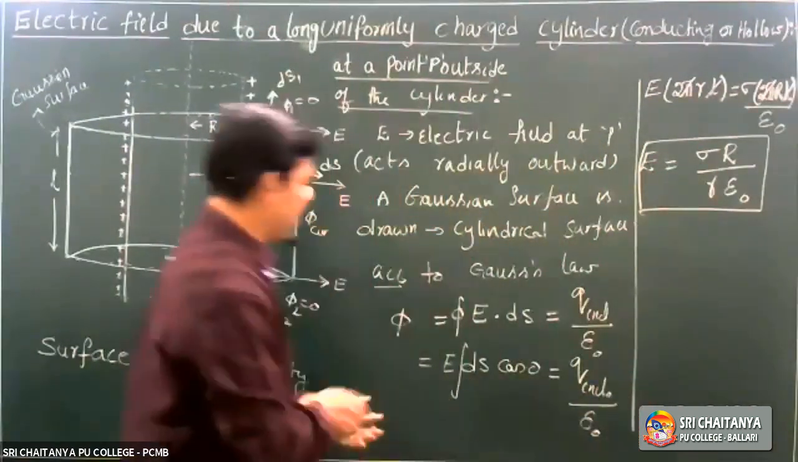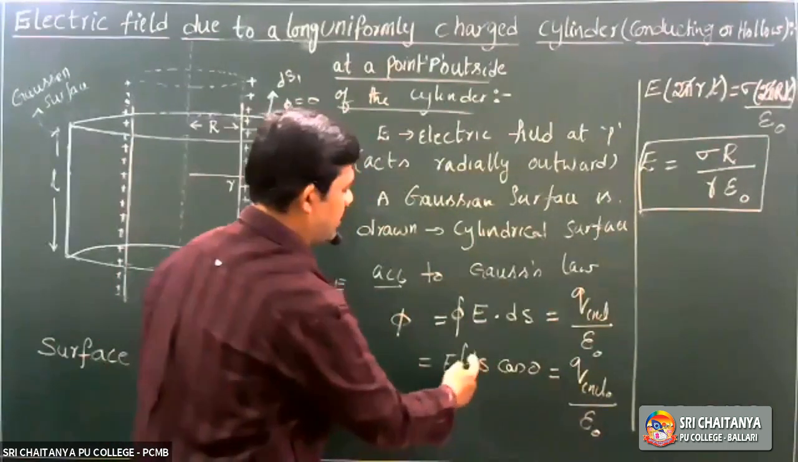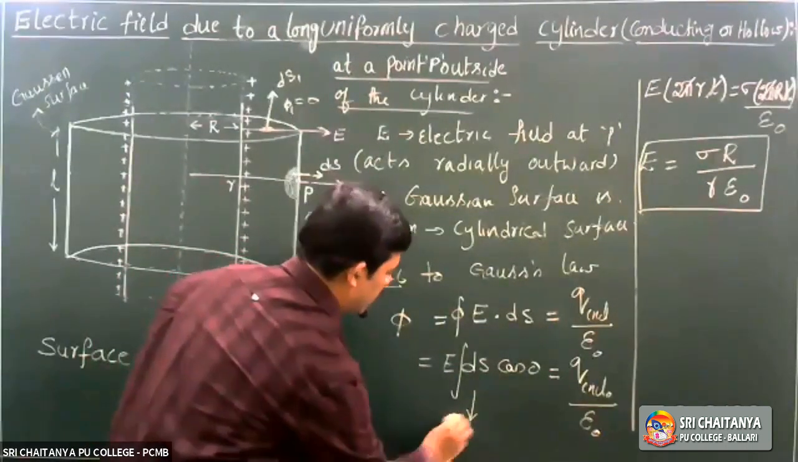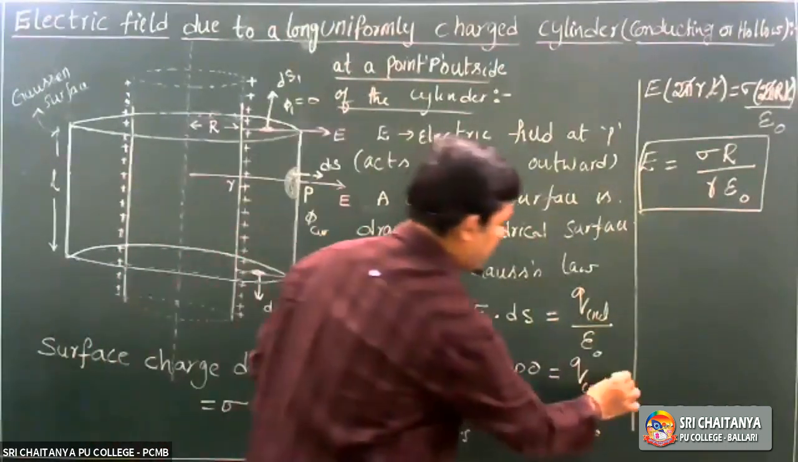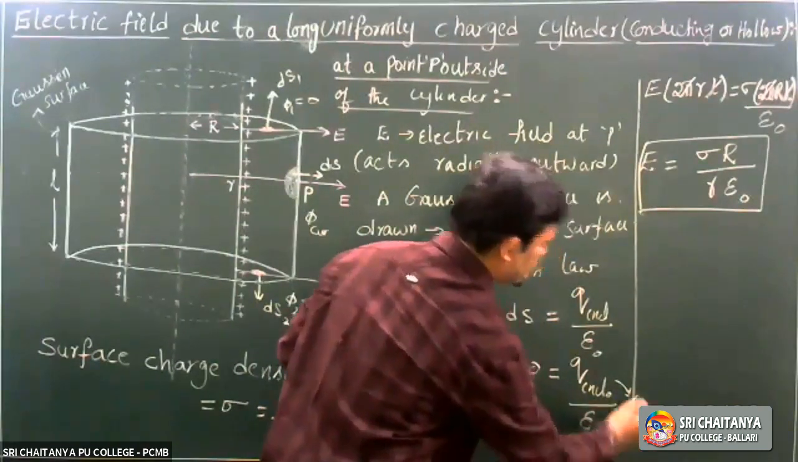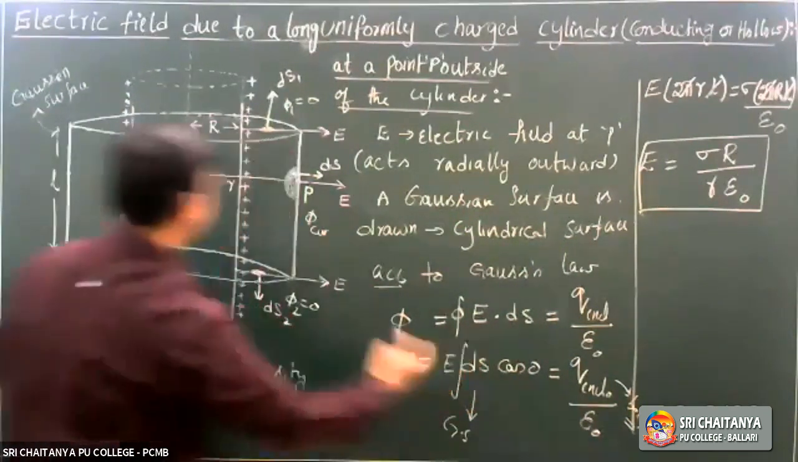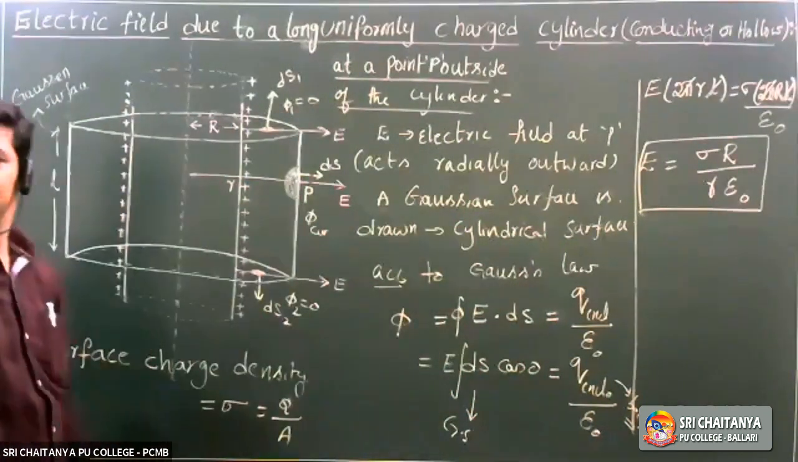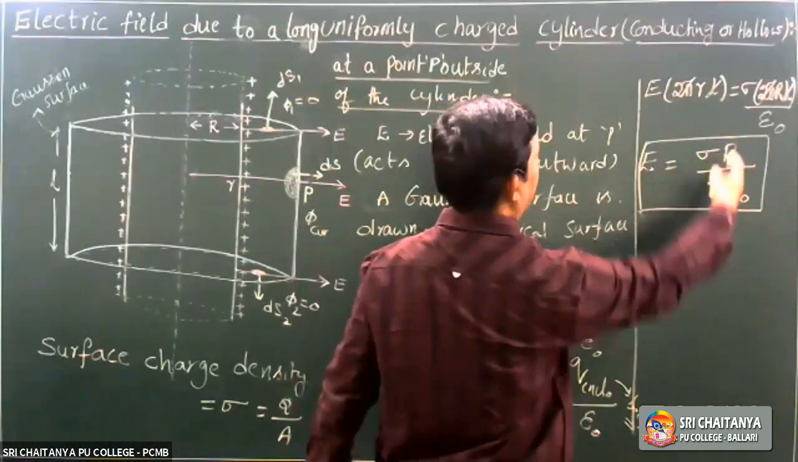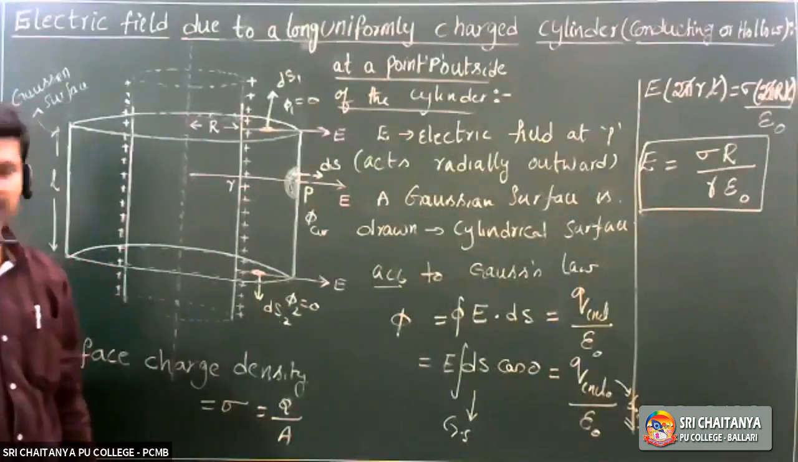Right? Here, integral ds cos 0 is 1. This ds is for the Gaussian surface. This Q enclosed refers to the body. Remember this. This Q enclosed refers to this body. This ds refers to the Gaussian surface. Okay. Then you get the answer. E is equal to sigma R by small r into epsilon naught. Okay.